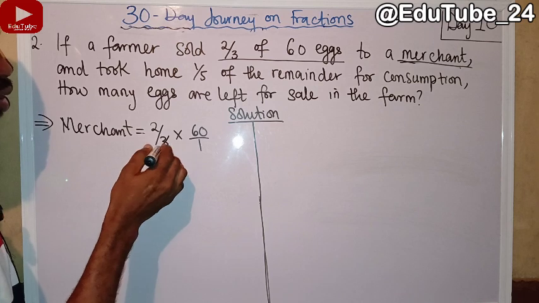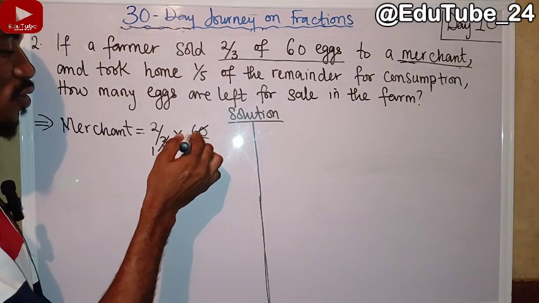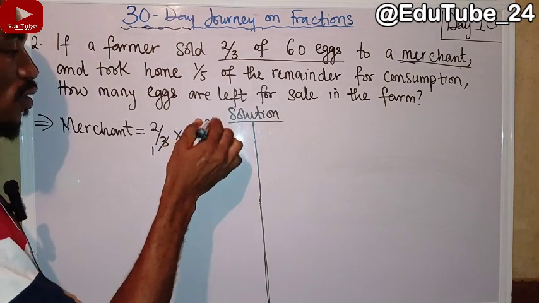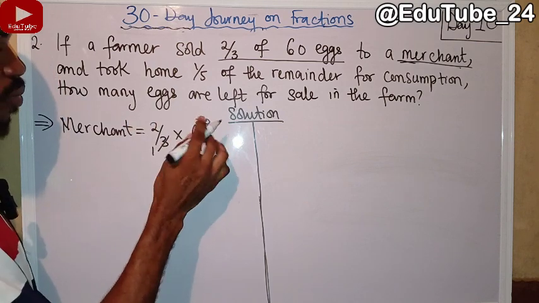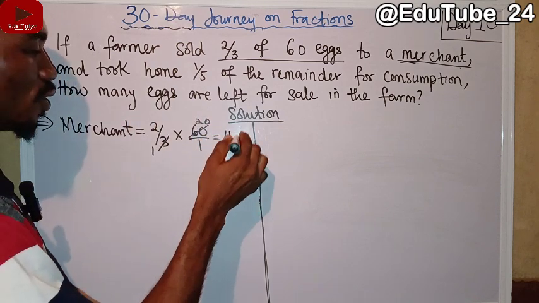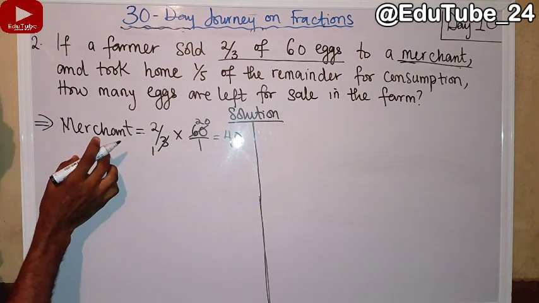So 3 in 3 in 1, and then 3 goes in 60. You're going to have 20, because 3 in 6 is 2, and 3 in 0 is 0. So 2 times 20, we are going to have 40. So 40 eggs were sold to the merchant.